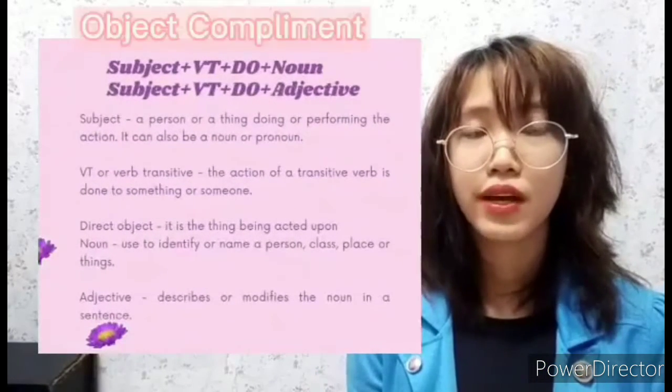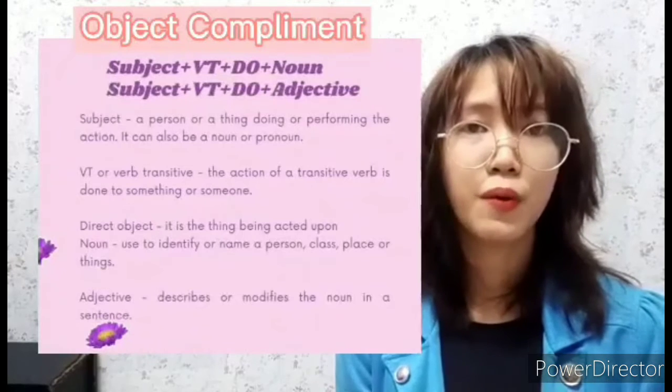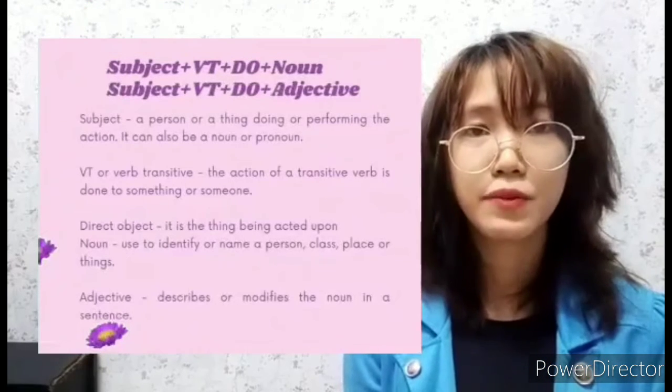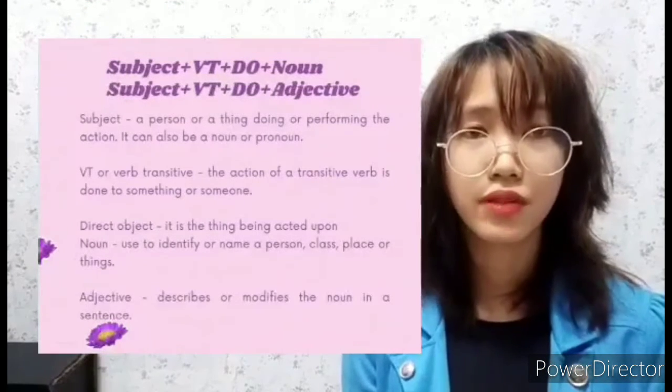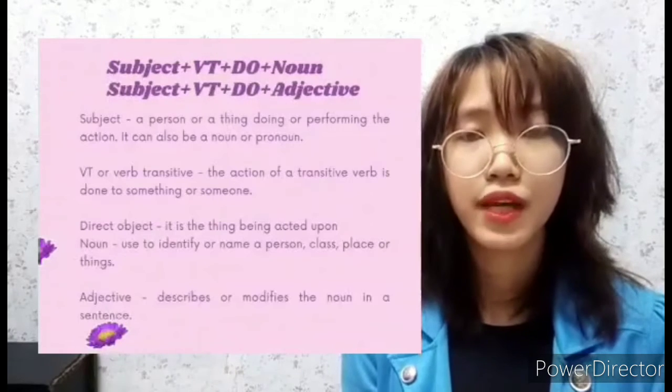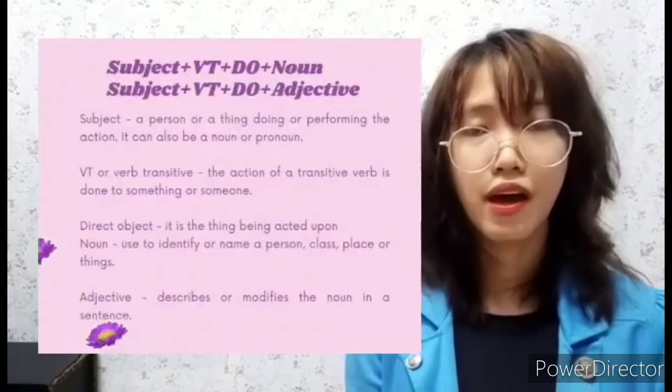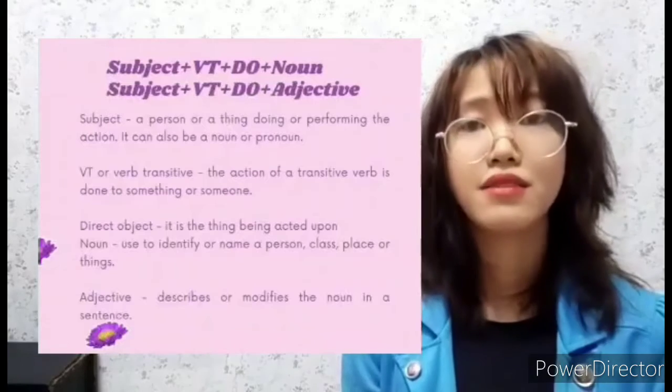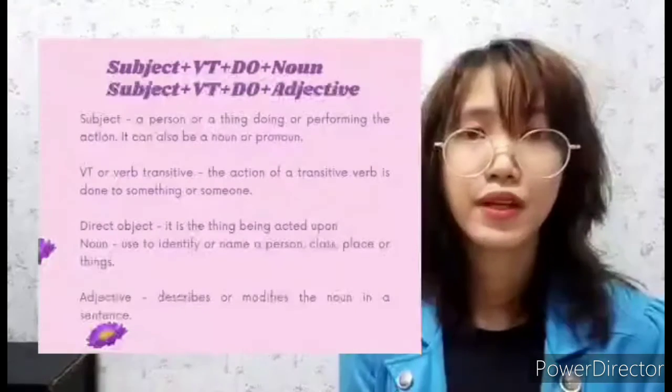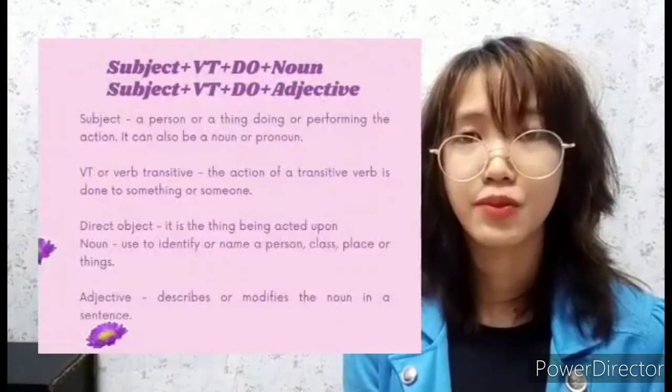And finally, let's go to the object complement. It is composed of subject plus verb transitive plus direct object plus noun, or subject plus verb transitive plus direct object plus adjective. First, let's recall what is a subject.